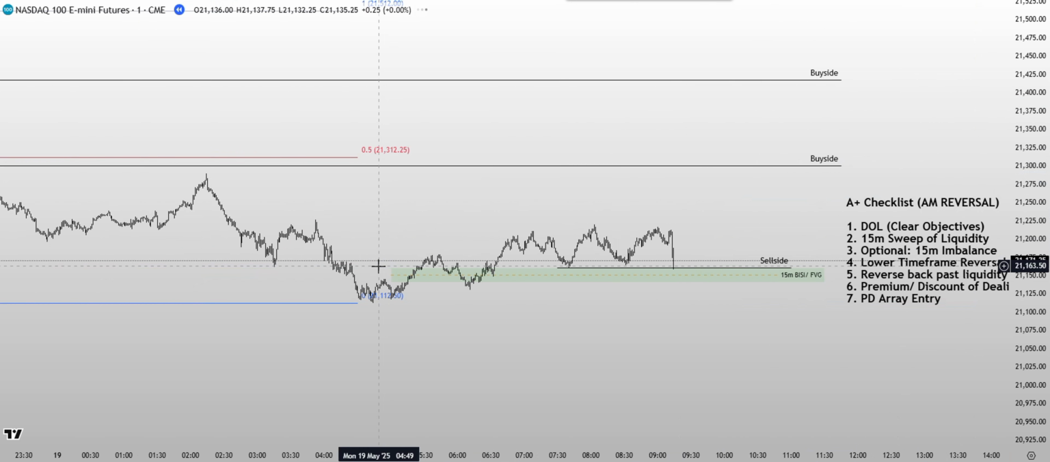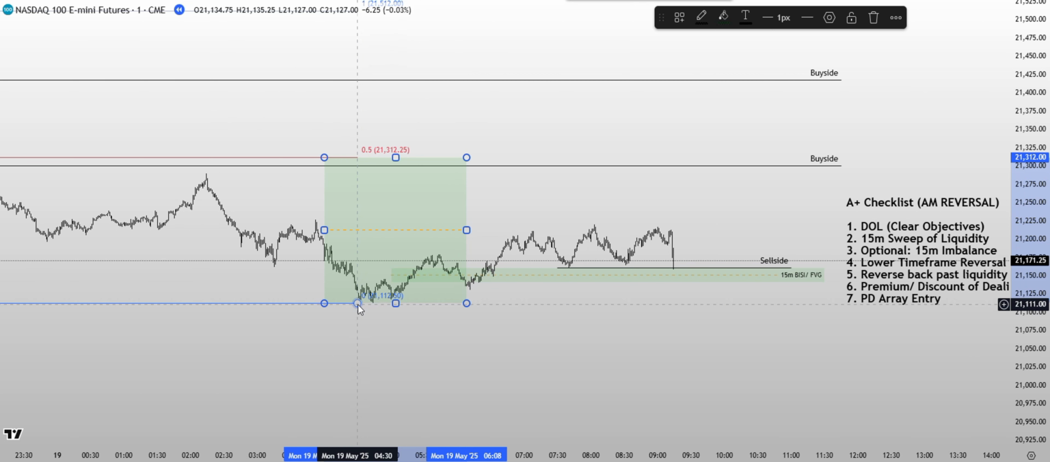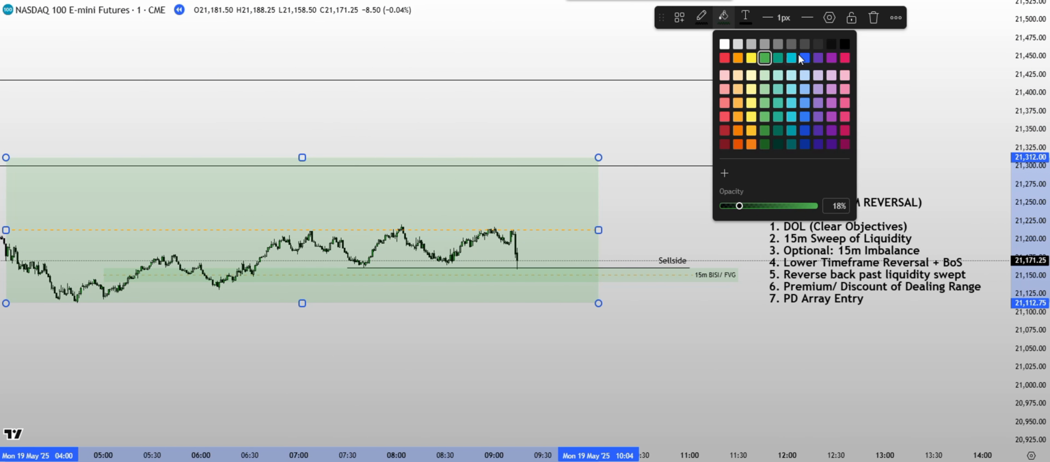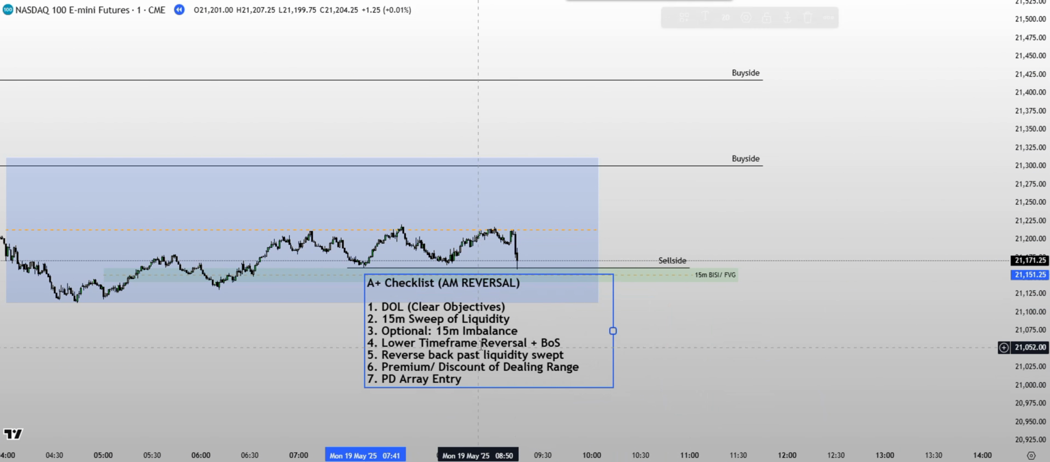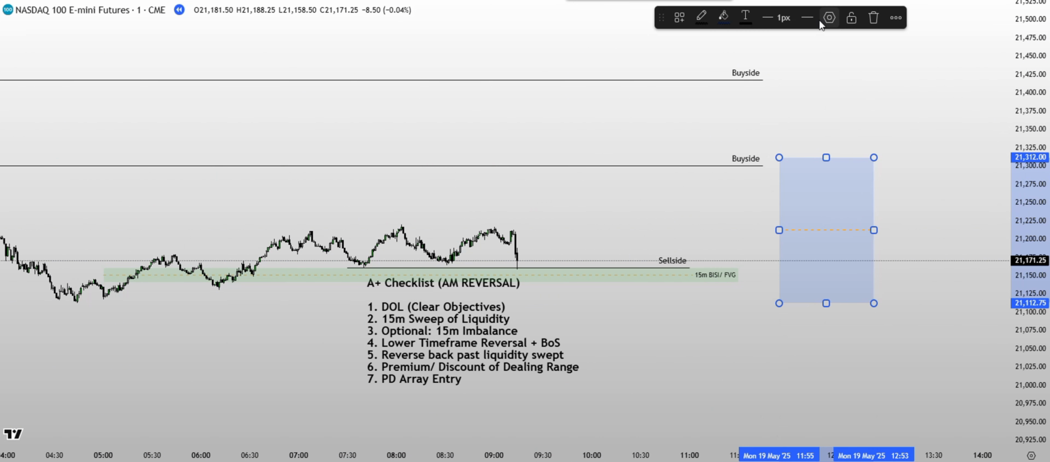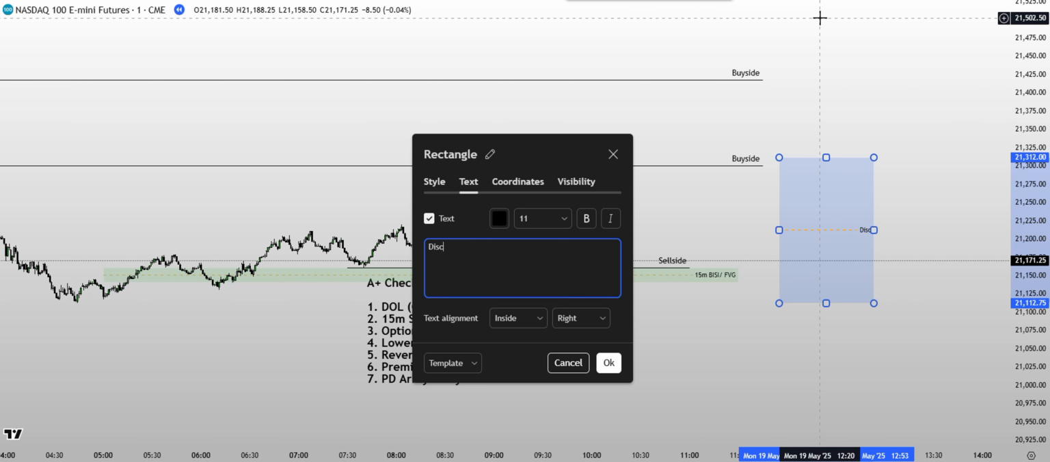So, like I said, we're in this discount right here. Let me mark out what the discount consists of in this dealing range. Right there, there you are. What I'm going to do is delete that. So anything in this range right here is in a discount. So we're going to move that here. We'll move this right here. So this is the discount of the dealing range.